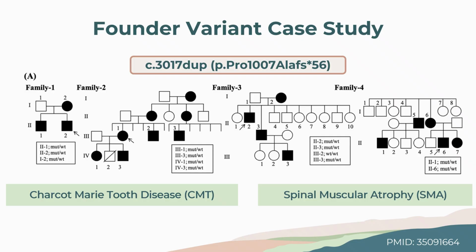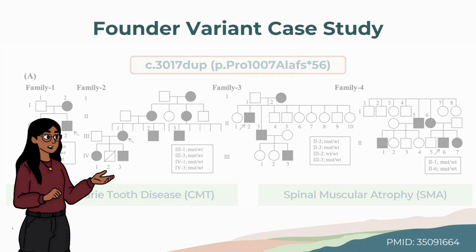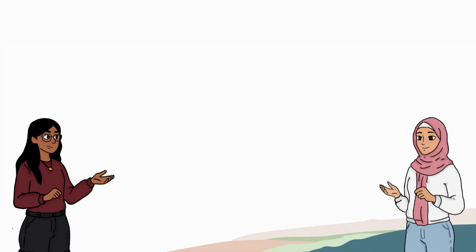Even though the families had different clinical diagnoses, all the affected people had the same NEFH mutation, and it co-segregated perfectly within each family. That's interesting, but couldn't this just be a coincidence? How is it a founder effect? Well, there are 3 main reasons.